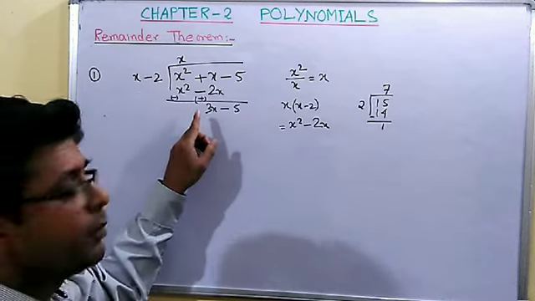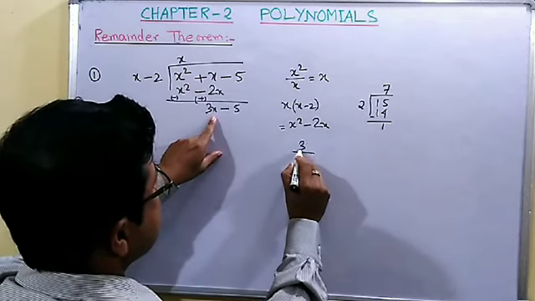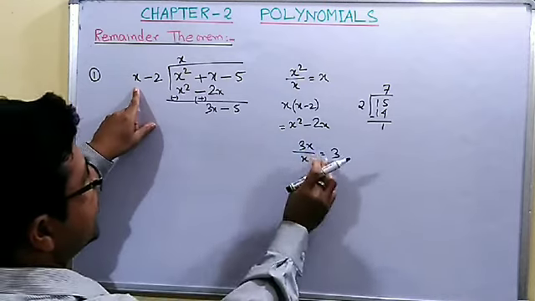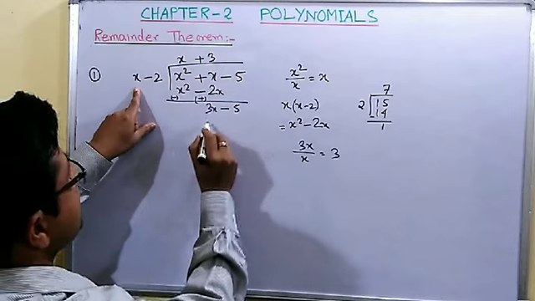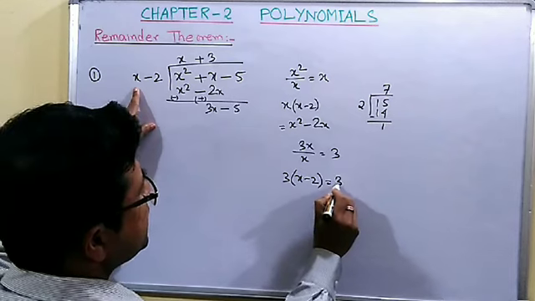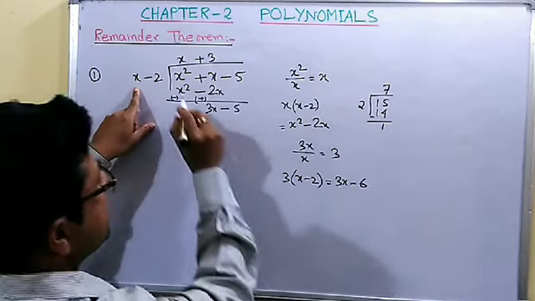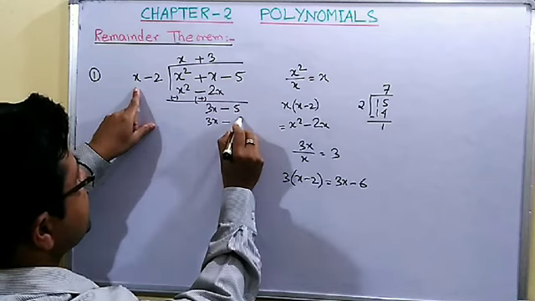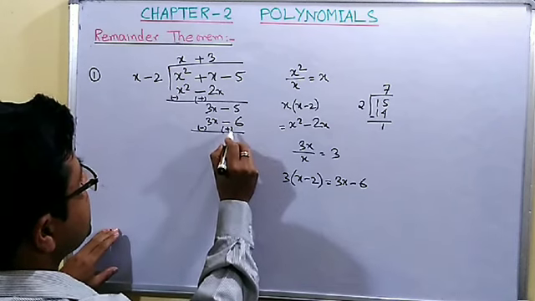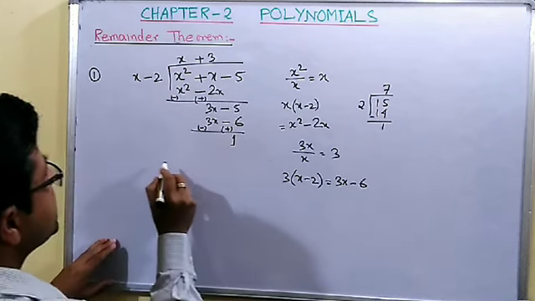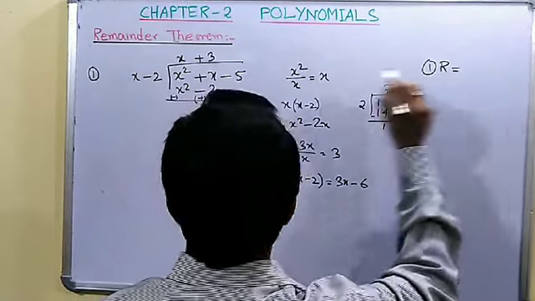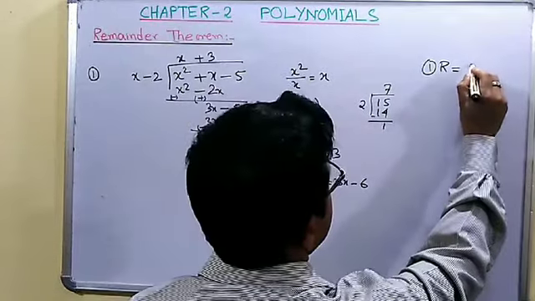Now it is x and it is 3x. This x should be multiplied by what to get 3x? We can again find out 3x divided by x. How much is it? Yes students, it is plus 3. So let us put plus 3. So 3 into x minus 2. How much is it? 3x minus 6. Again what will we do? We'll subtract. Minus, this is going to be plus. So it is 1. So what is the remainder? The remainder is 1. So let us write here, for the first sum, the remainder is 1.